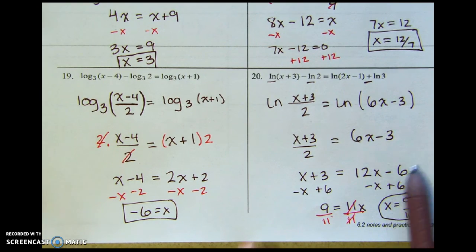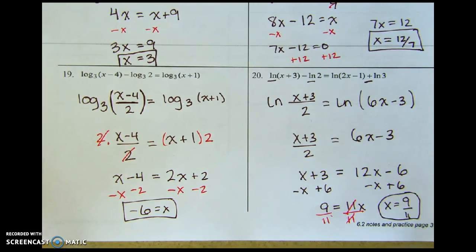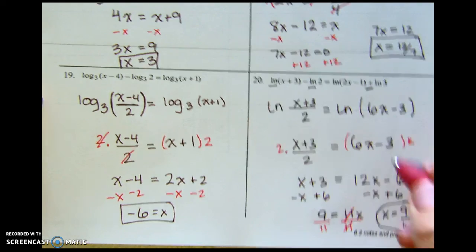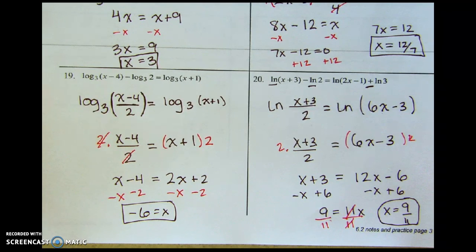So, arguments set equal to each other, multiplied both sides by the 2, distributed, that's an ugly 2, solved for x, and I got 9 divided by 11.